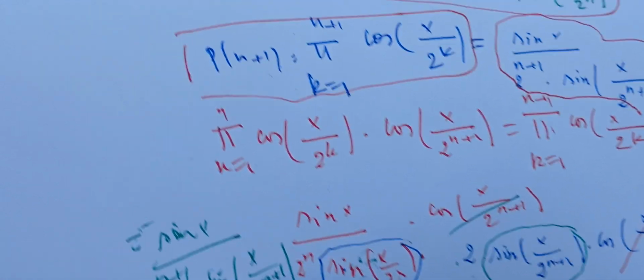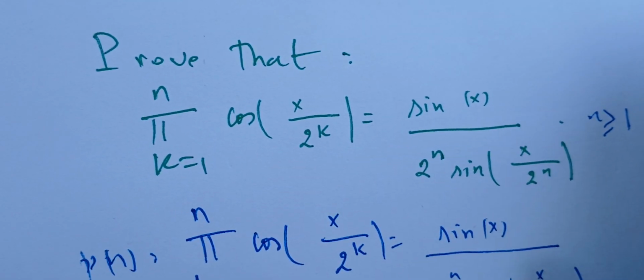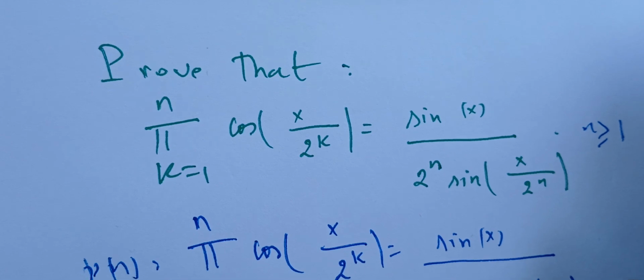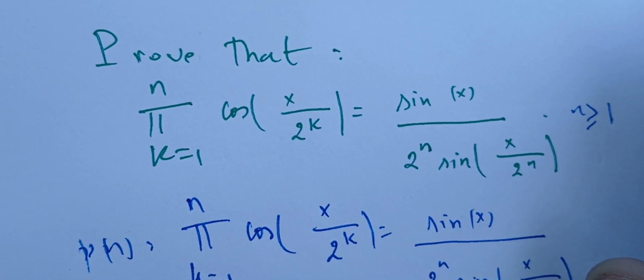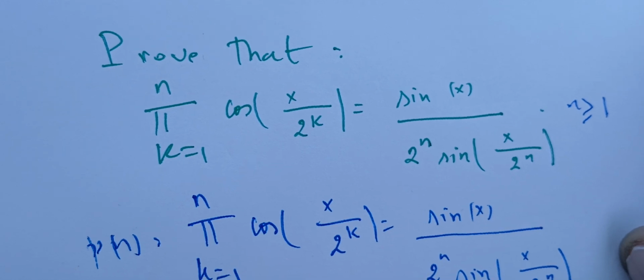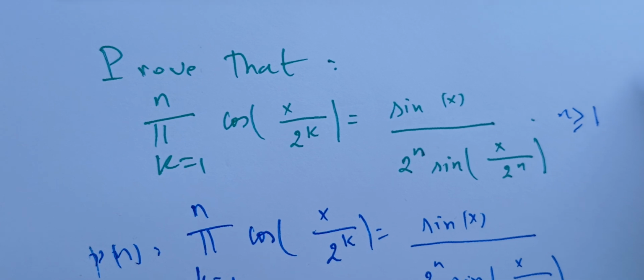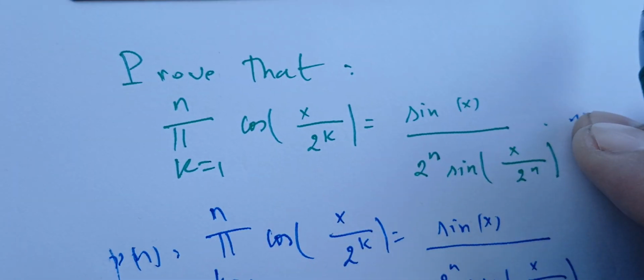Therefore, based on the principle of mathematical induction, we can say that P of 1 is true. We assume that P of n is true, and we prove that P of n plus 1 is true. Therefore, this result is true for all n bigger than 1.